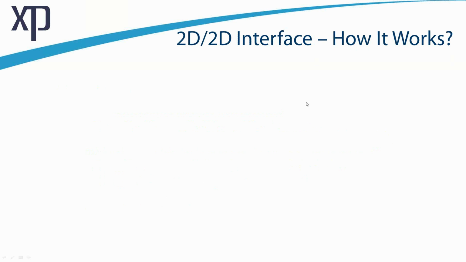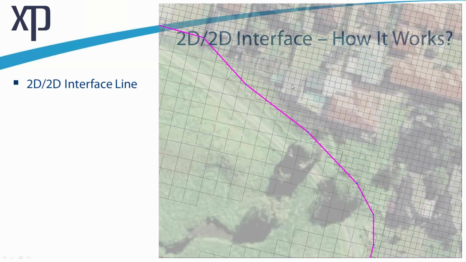Let's look at the 2D-2D interface and how it works. This is when we're transitioning from one grid to another. We've designed this so that you can transition from one grid to another of any resolution and any orientation. Effectively, what you do is you digitize a 2D-2D interface line. I sometimes think of it as a stitch line, where you're stitching these two 2D areas together.